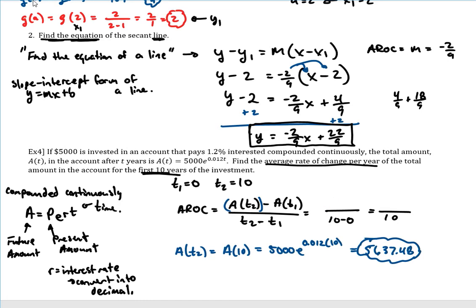Let me make it so I have a little more room too. So that is 5,637.48, and then we'll need the minus. I probably should have given myself a little bit more room. Sorry, I think we'll be okay though. And then I need to do the T1 value. So A of T1 is A of 0, which is 5,000 e to the 0.012 times 0. Well, that would simplify to 5,000 e to the 0.